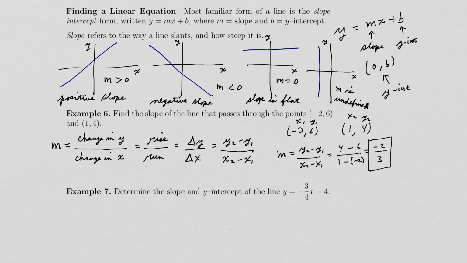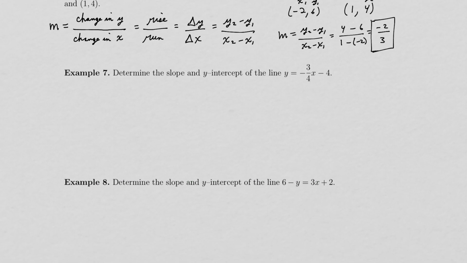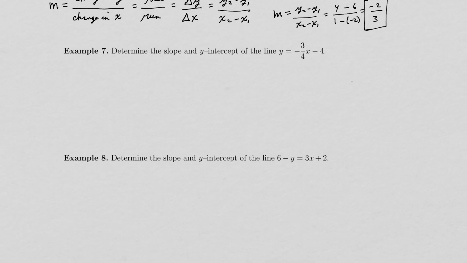Okay, what about this case? Determine the slope and the y-intercept of this line. Well, notice this is in the form that we want it to be in, right? It's in the slope-intercept form. It's in the y equals mx plus b form. So I can just match things up. The m is the -3/4. So that's the slope. It's -3/4.